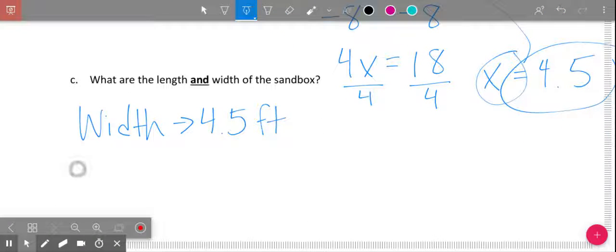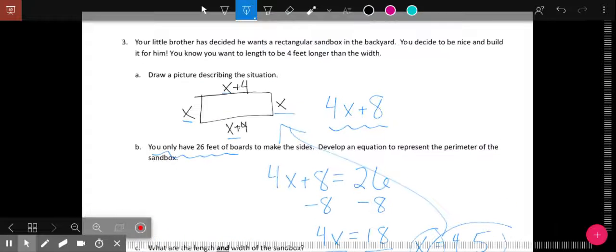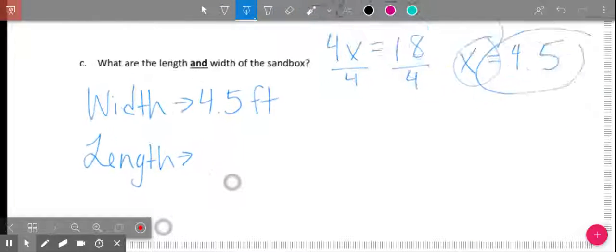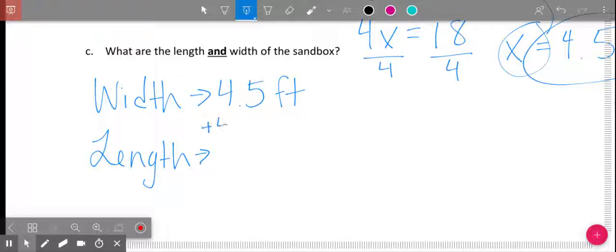Now the length, on the other hand, we said the length had to be 4 feet longer. Okay, so if we look at this, remember we said 4 feet longer, 4 feet longer. So what we're going to do is we're just going to add 4 to our width. Well, 4.5 plus 4 is going to give me 8.5. So the length has to be 8.5 feet.